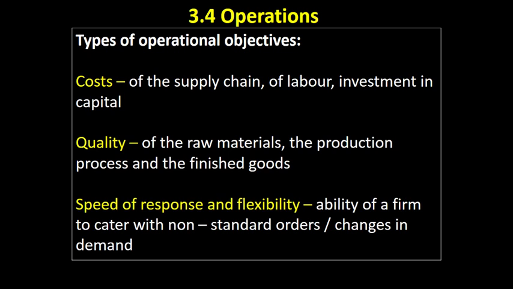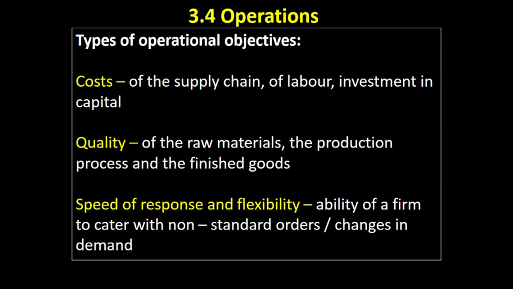Quickly going to run through the different types of objectives that may be set in terms of operations. First of all, there may be objectives set to minimise the costs of production. So how can we minimise the costs of the labour that's used to produce goods, minimise the cost of the raw materials that we're using in the supply chain. How can we improve quality? You might get operational objectives to improve quality, get better raw materials in. How can we improve the quality of the production process? How can we improve the finished goods?